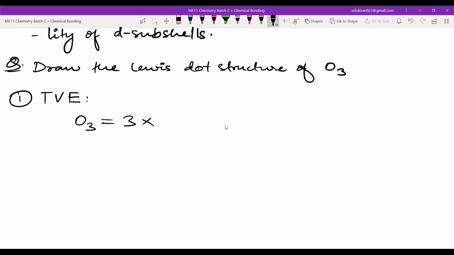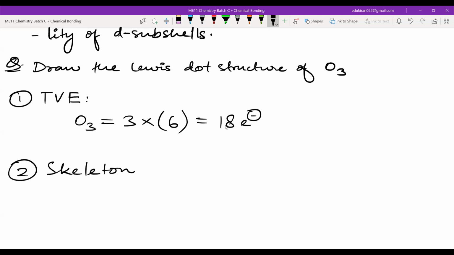3 into how many valence electrons in oxygen? In one atom of oxygen, how many valence electrons? So 6. Thank you. So total electrons will be 18 electrons. As you can see, oxygen is the only atom here. Second step is skeleton.